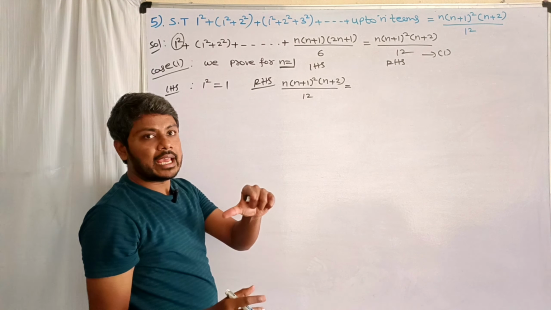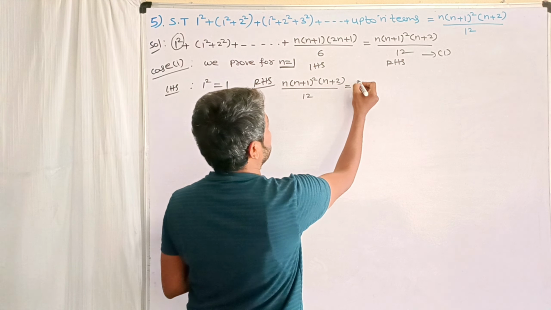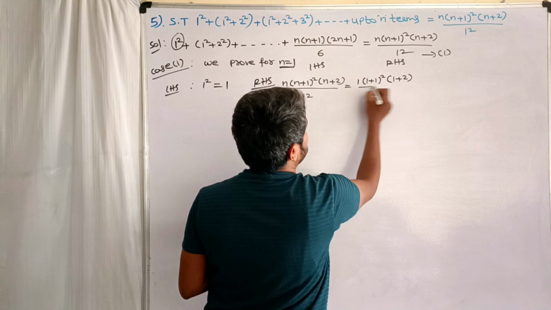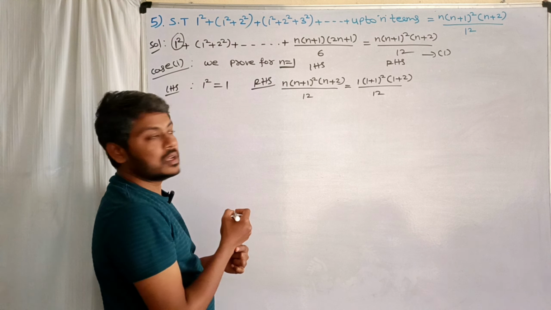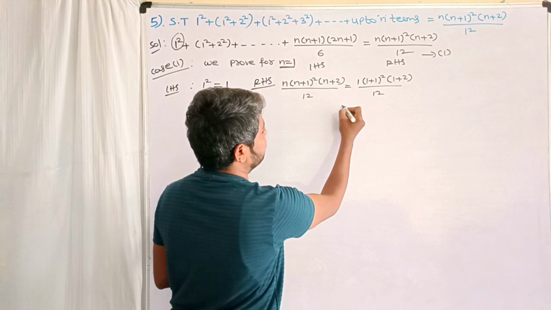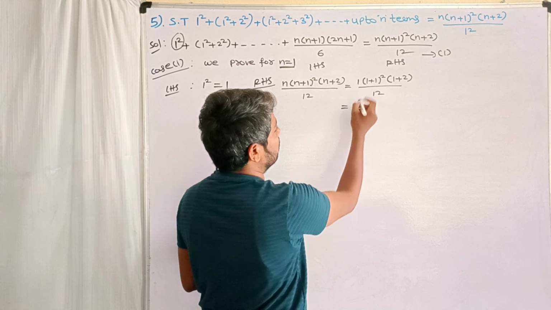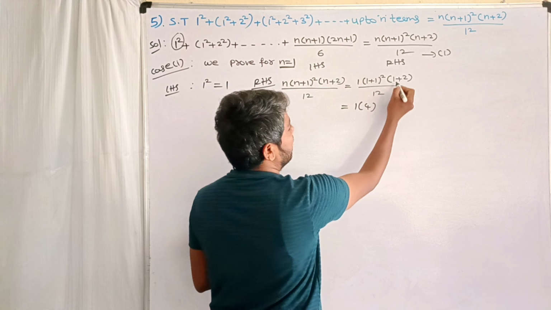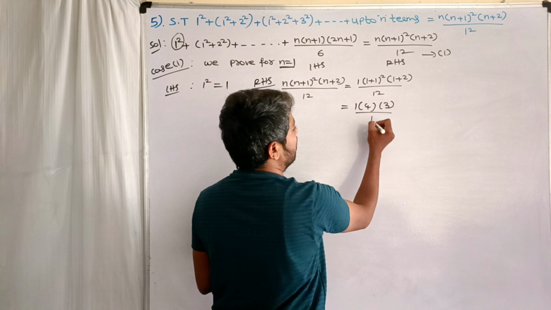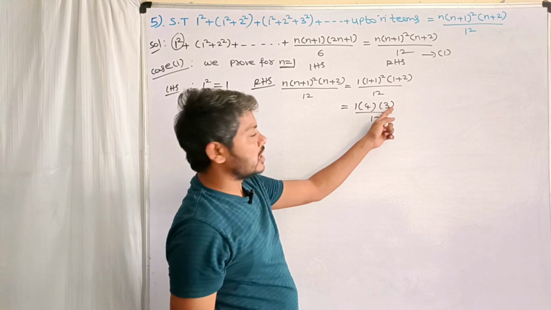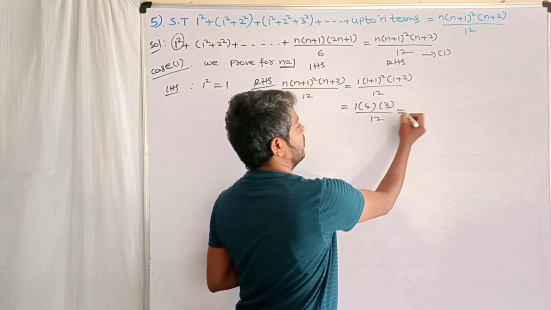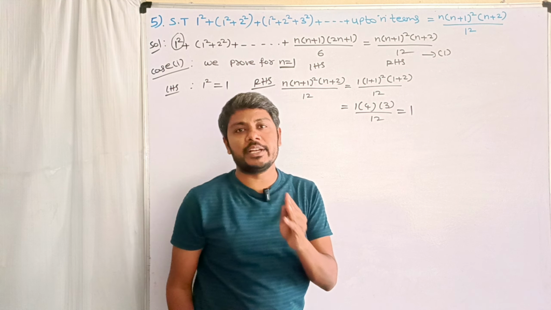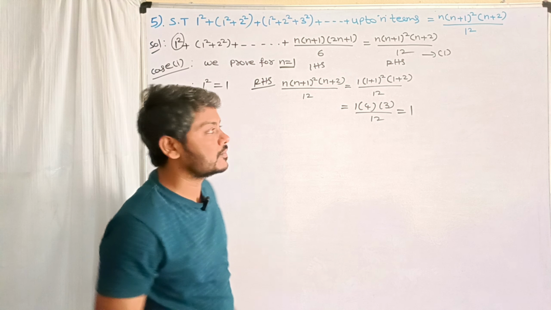Here we can substitute n value as 1. That is 1 into (1 plus 1) whole square into (1 plus 2) divided by 12. So clearly, 1 into (1 plus 1) whole square, that is 2 square, is 4, and 1 plus 2 is 3, divided by 12. So 4 into 3 is 12, 12 by 12 is 1. Clearly LHS and RHS are equal. We can say that the given statement is true for n equals 1.